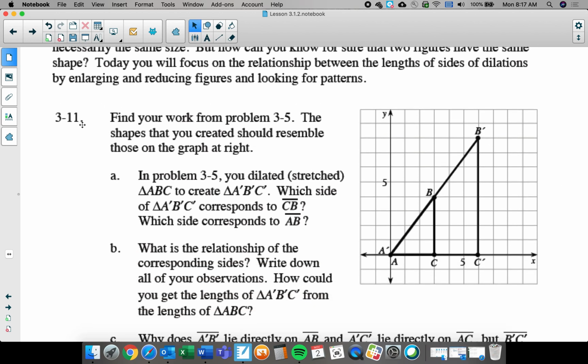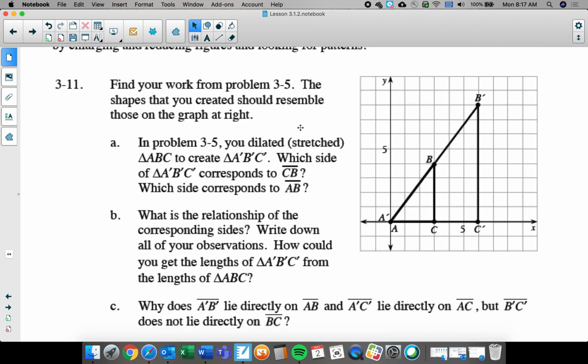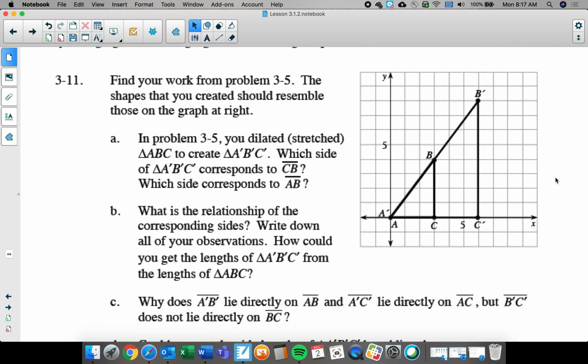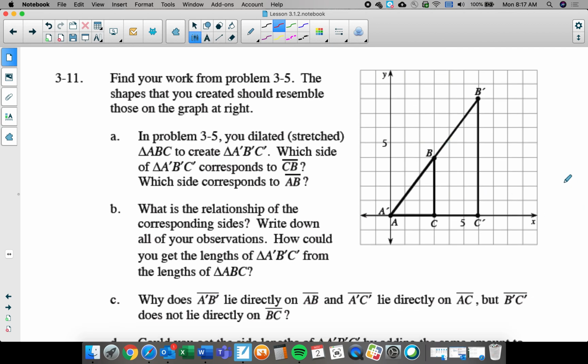So if you notice in problem 3.11, it says find your work from problem 3.5. That was from 3.1.1, so ignore that. But here's the picture that you have here. And what I want you to notice is I want you to take a look in this case at both the coordinates and then the side lengths as well. So obviously, A and A prime, right here, are at the origin. That's kind of going to be what's called our stretch point, if you will. If you notice, A prime, B prime, C prime here is just a bigger stretched out triangle of the original one. They just enlarged it, okay?